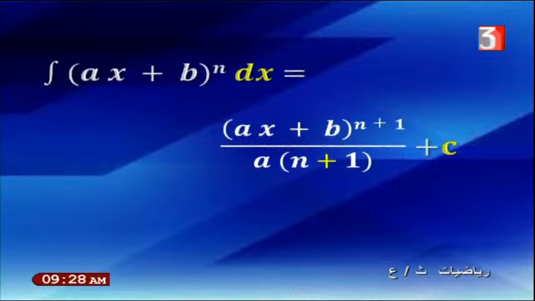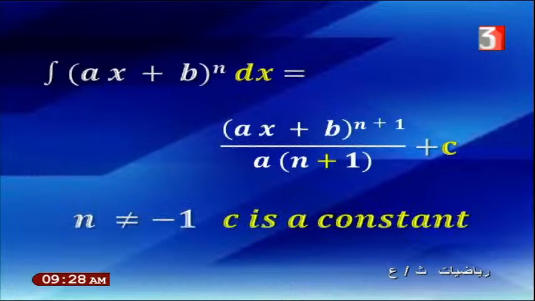Then the integration of (ax plus b), where x is of first degree, all to the power n with respect to the variable x equals the same bracket (ax plus b) but with power n plus 1, over the new power n plus 1, multiplied by the coefficient of x or the derivative of the function inside the two brackets. Don't forget the constant c, where n not equals negative 1 and c is a constant.